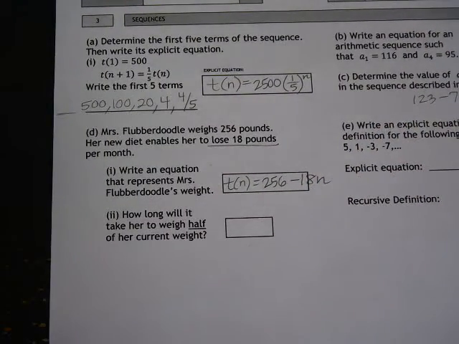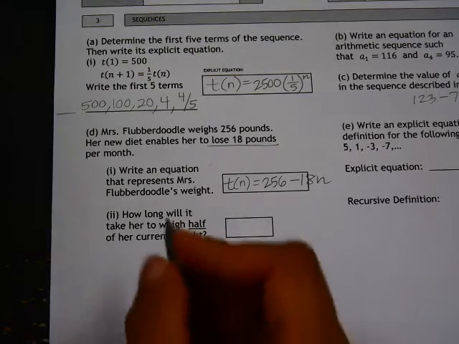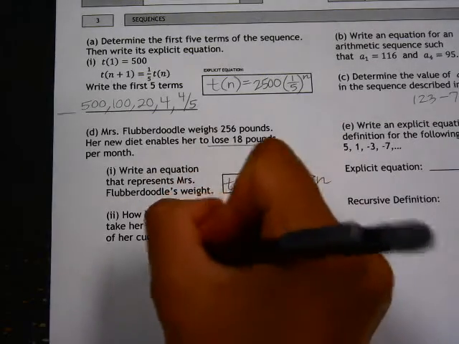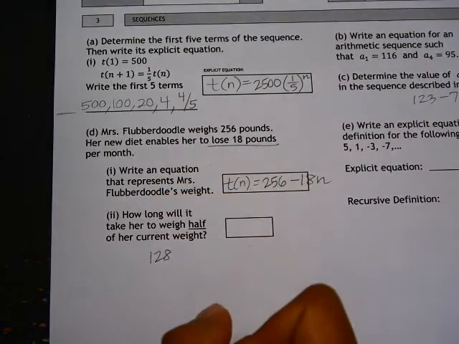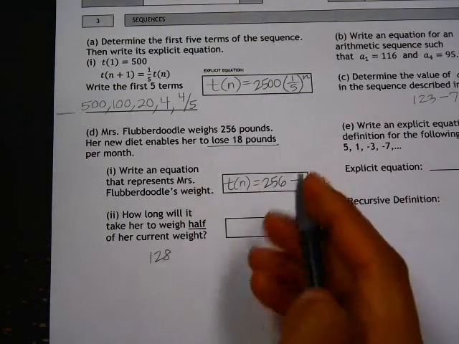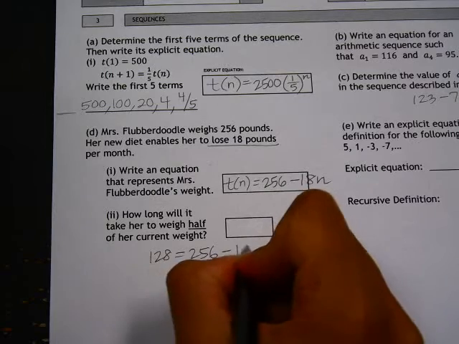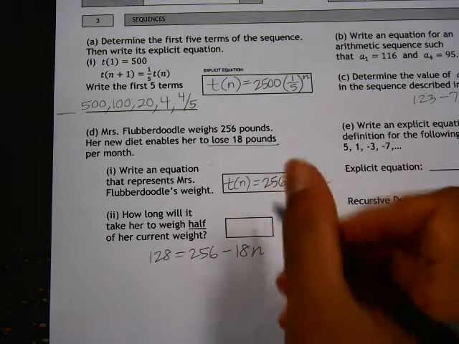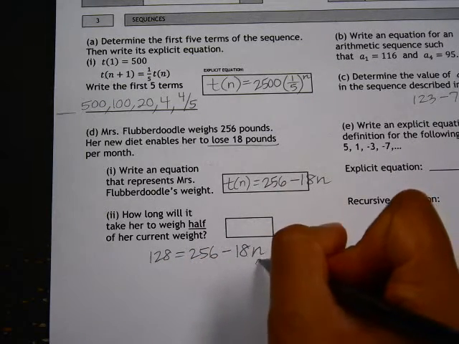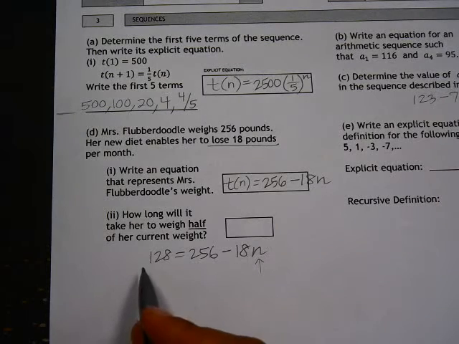How long will it take for her to weigh half of her current weight? Well, half of her current weight is 128 pounds, since she currently weighs 256, and I'm trying to figure out what n is, or how many months it's going to take for her to become half her weight.